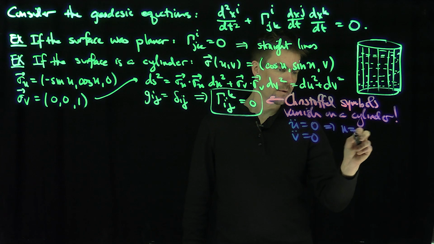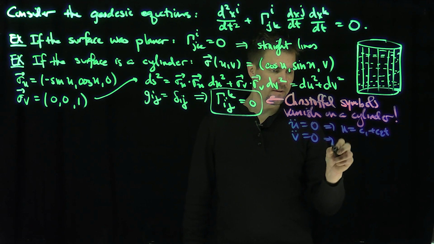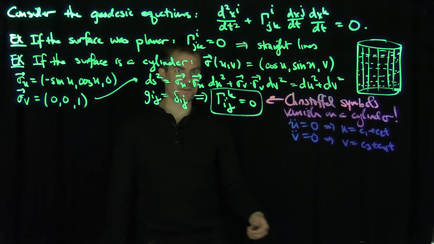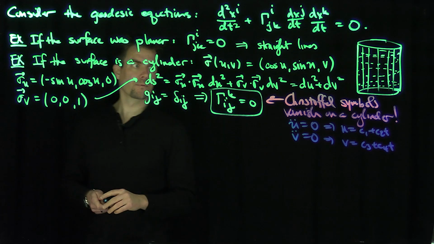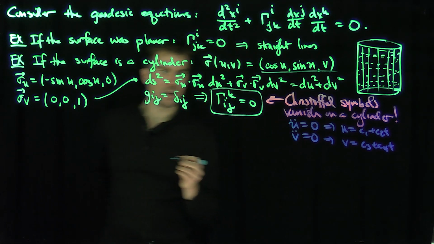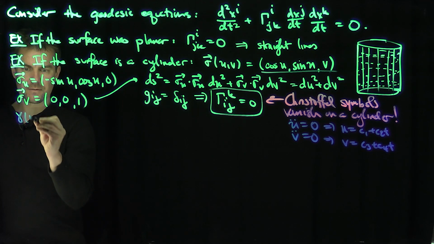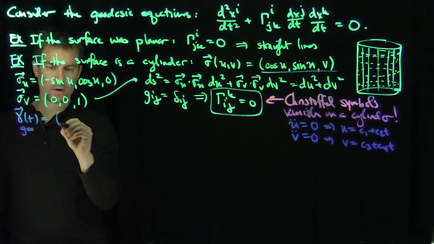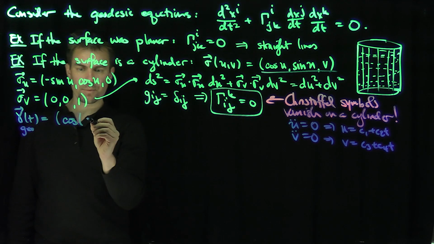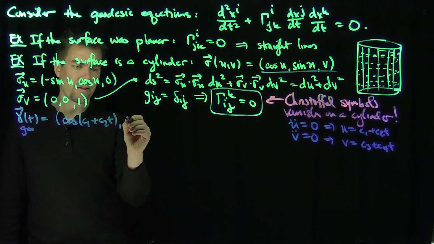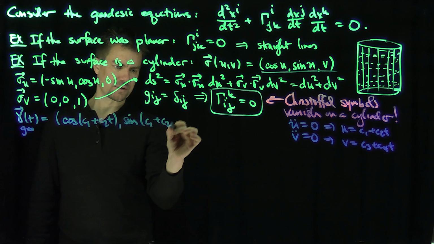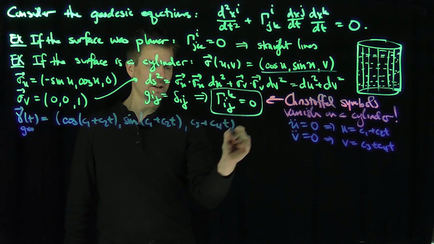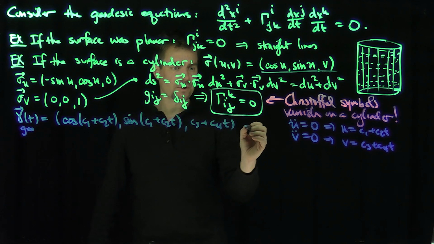So u is linear, c1 plus c2 t, and v is linear, c3 plus c4 t. I've completely solved the geodesic equations on the cylinder. So what does that curve look like? My u is linear and so is v. My geodesic curve gamma of t is going to be cosine of (c1 plus c2 t), sine of (c1 plus c2 t), and c3 plus c4 t. And what is this curve? This curve is just a circular helix.